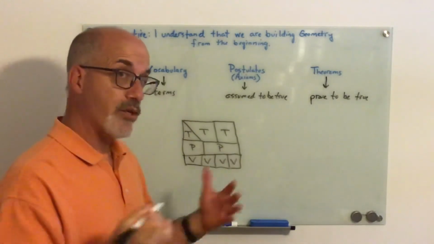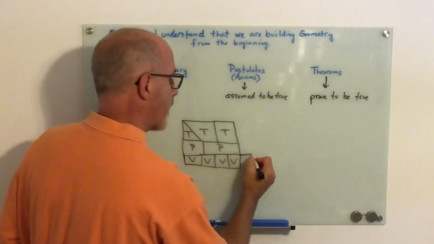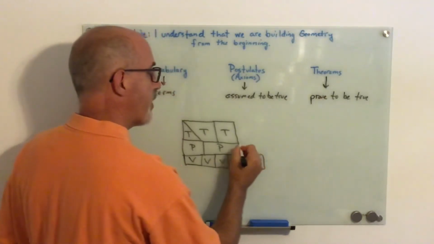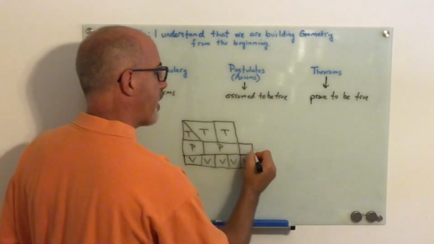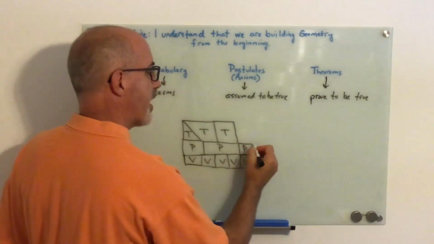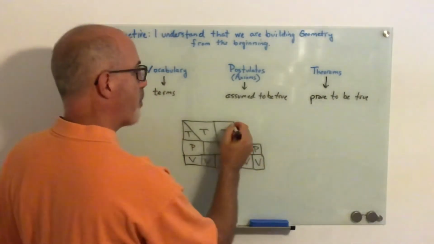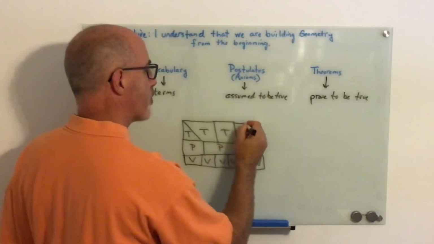Then we go to a new topic. We might need some more vocabulary for that. And then once we have that vocabulary, maybe we need a postulate from that, or a couple postulates, and then we'll prove some new theorems to be true.